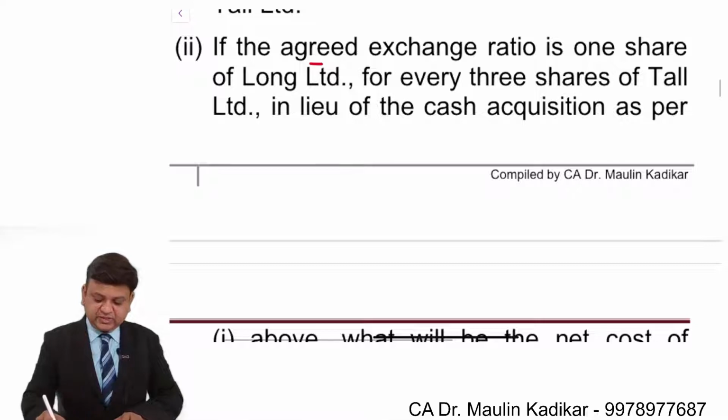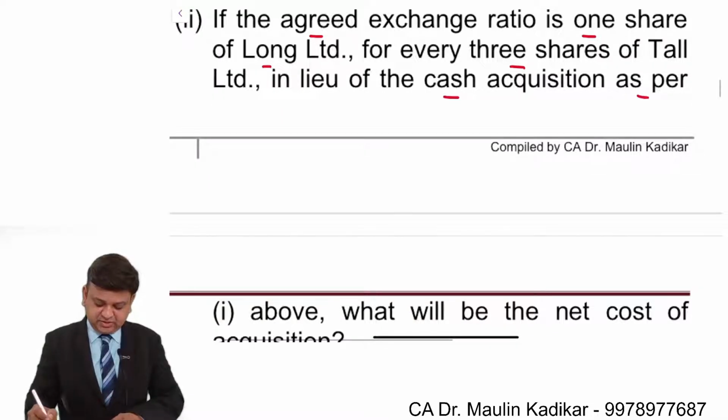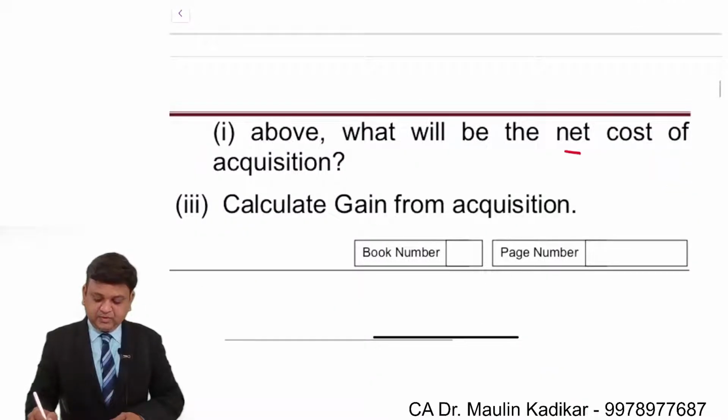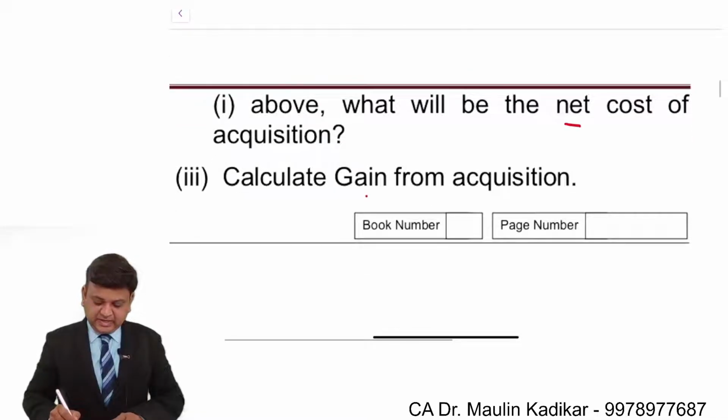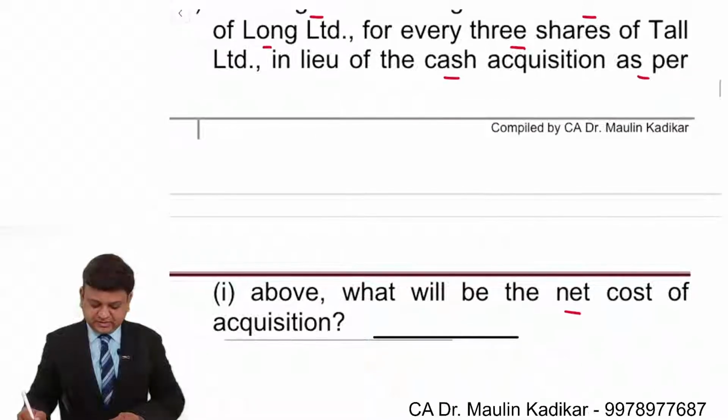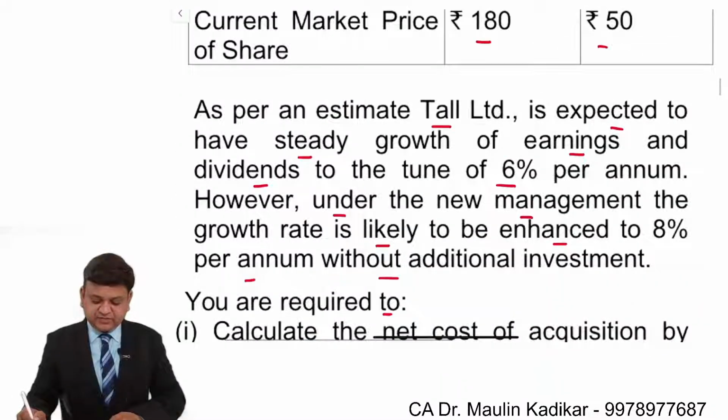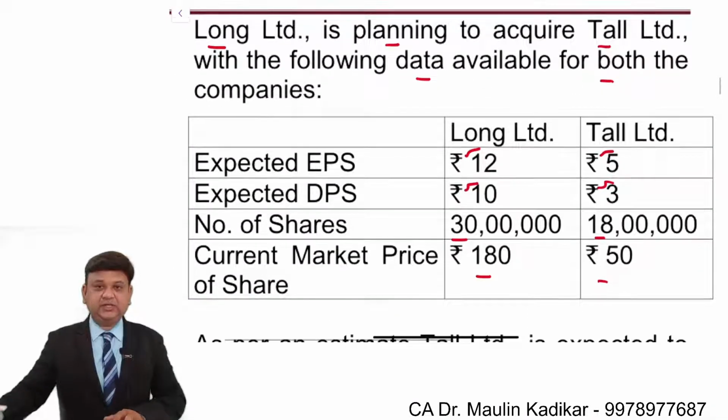Second, if the agreed exchange ratio is 1 share of Long for every 3 shares of Tall in lieu of the cash consideration as per one above, what will be the net cost of acquisition? That is a question. Third, calculate the gain from the acquisition. That is a question. I request you to answer all the 3 questions and put your answer in the chat box.